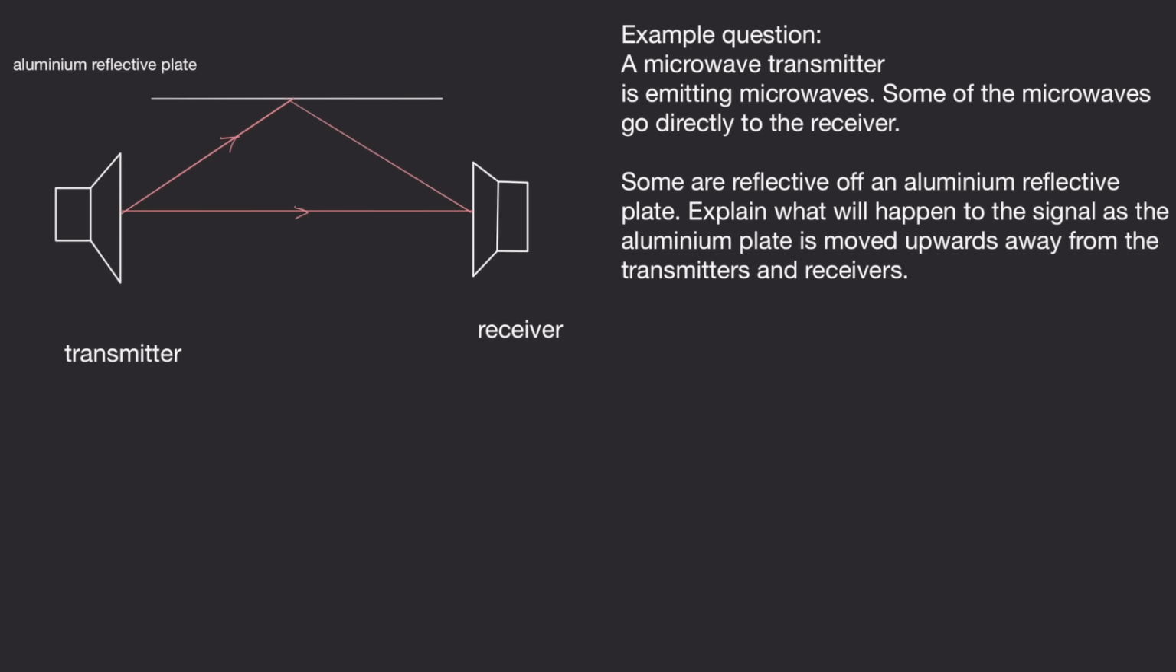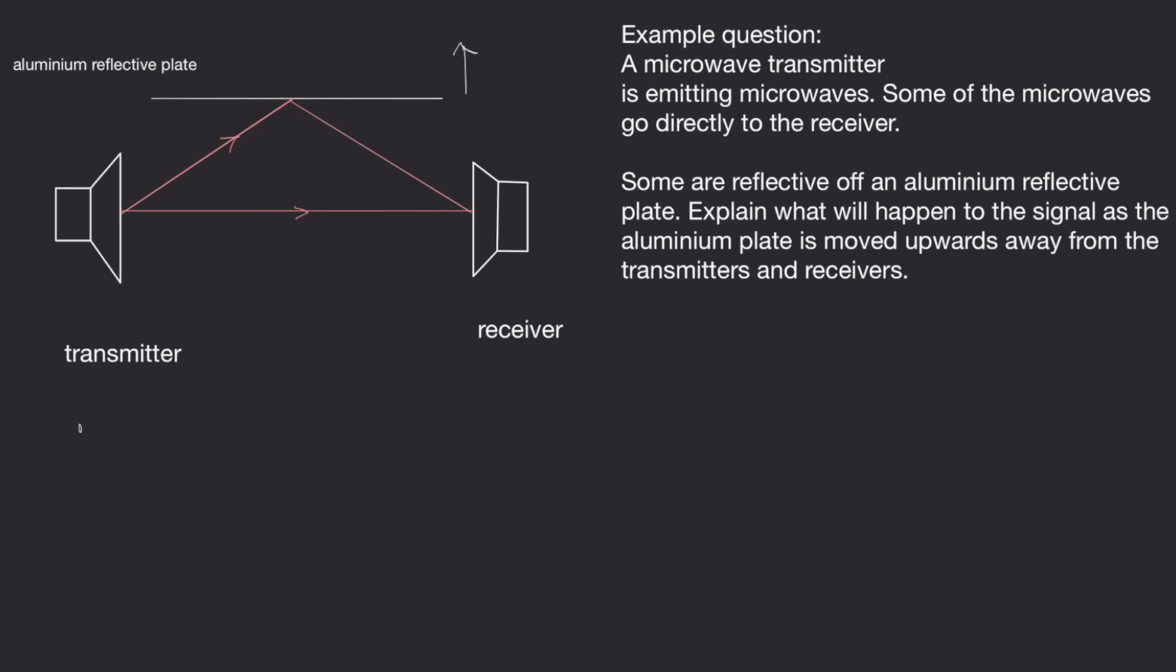And here's a really important example question. We have a microwave transmitter and those are picked up by a microwave receiver. Some of the microwaves will go in this path, which is the direct path. Others are going to go up and they will be reflected by this aluminium reflective plate, and then they will also end up back at the receiver. Imagine that we take this aluminium plate and we simply move it upwards. What will happen to the signal picked up at the receiver?